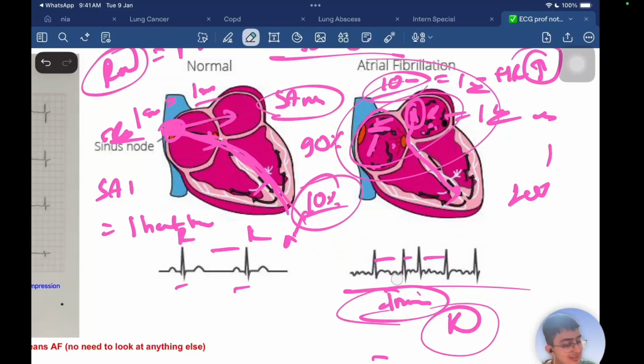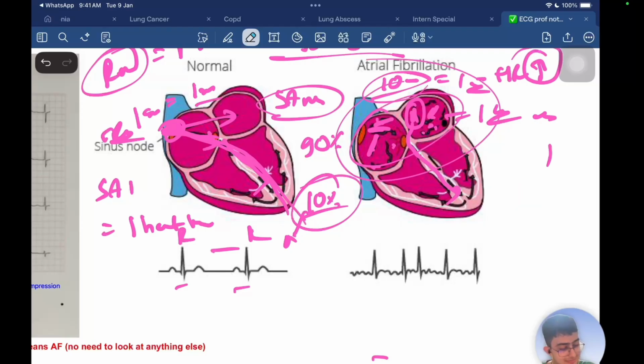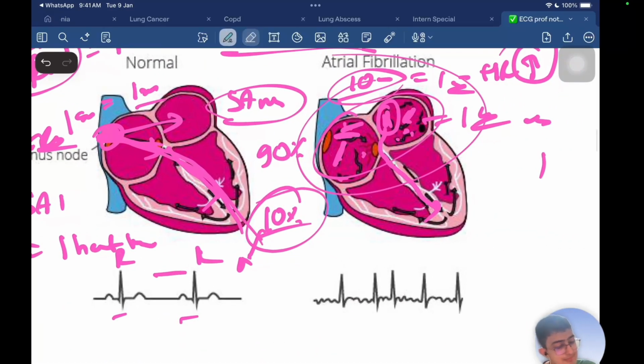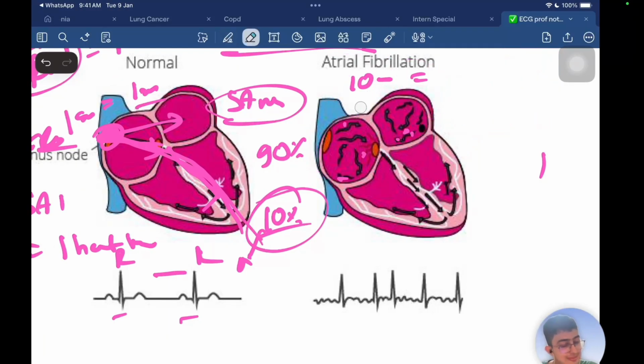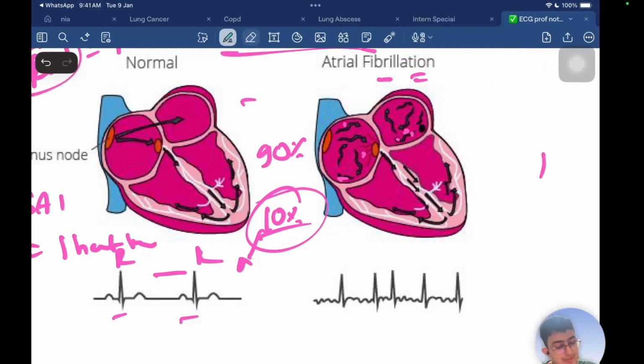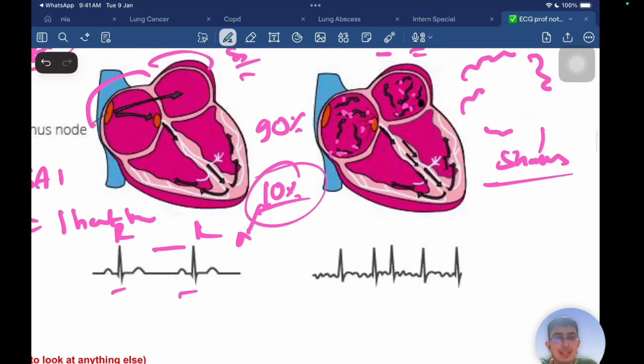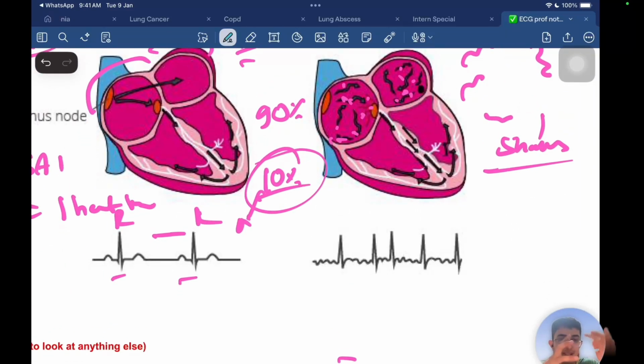All of this should make sense. Now another thing is this. Previously I told you when there was a single SA node, the whole atria used to contract as a single unit, right? Now, in atrial fibrillation there are multiple sources of signal, right? So the atria is shaking. Since the atrium is shaking, is it contracting as a single unit? No, it's just shaking.